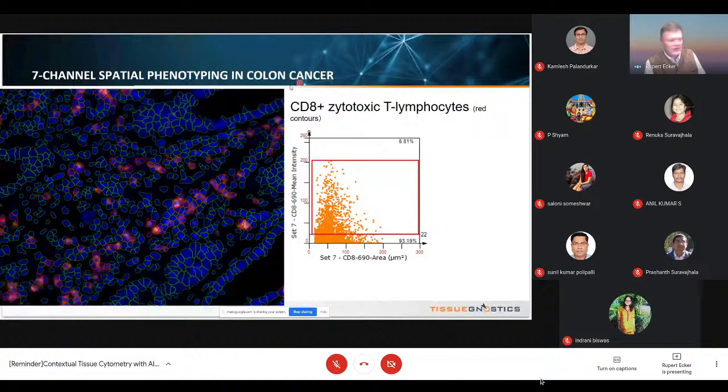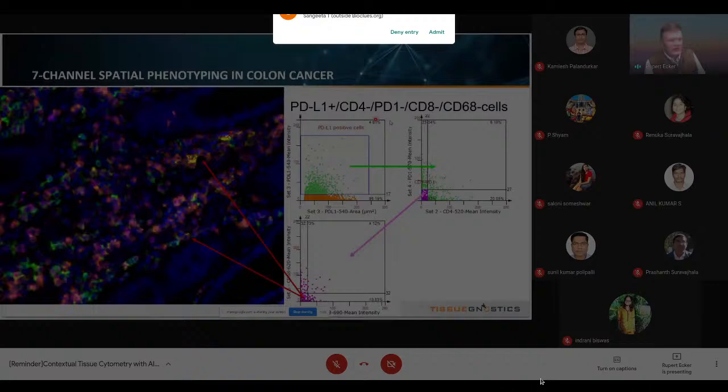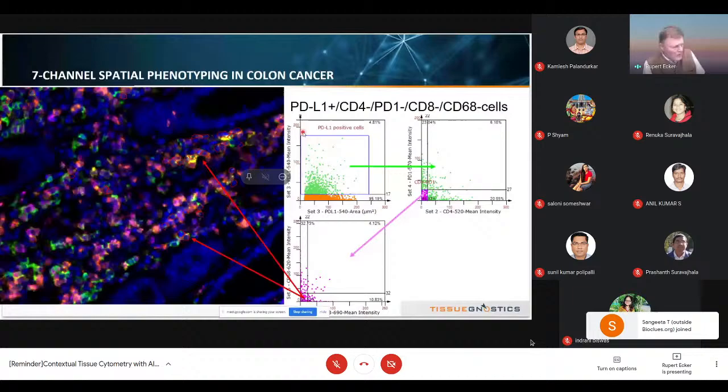I don't have the time to go into too much detail, but I would like to finally, as a last example, explain this to you. In the first scattergram here, we see the size of the cells and the PD-L1 mean intensity. And here in this gate in green, we see the PD-L1 positive cells. We now choose this gate as an input gate for our second scattergram. All the cells visible in the second scattergram only come from this gate. In other words, all the cells here are PD-L1 positive. The markers shown on the second scattergram are CD4 and PD-1.